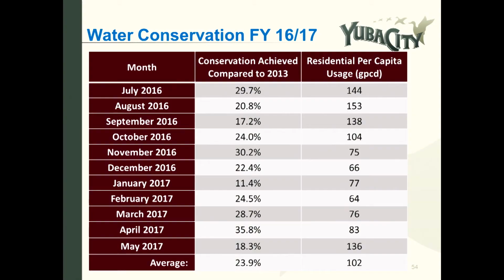In 2016-17, we've still seen a tremendous amount of conservation. I've updated this to include May 2017, so this is additional data from the last council meeting where I presented this. On average, we have 23.9% conservation from July 2016 to May 2017, which is significant, as the rate model is based upon a 15% conservation level.